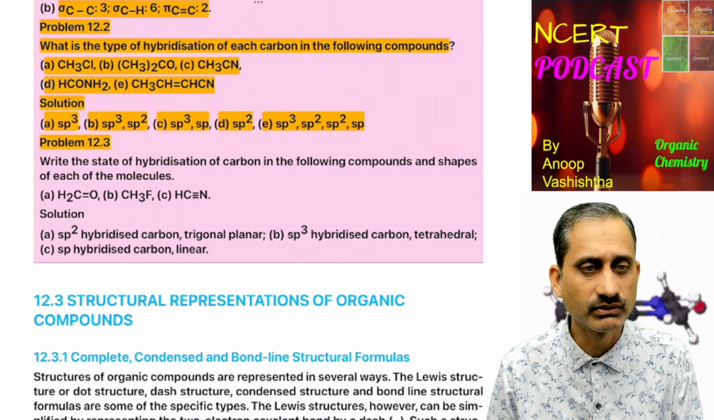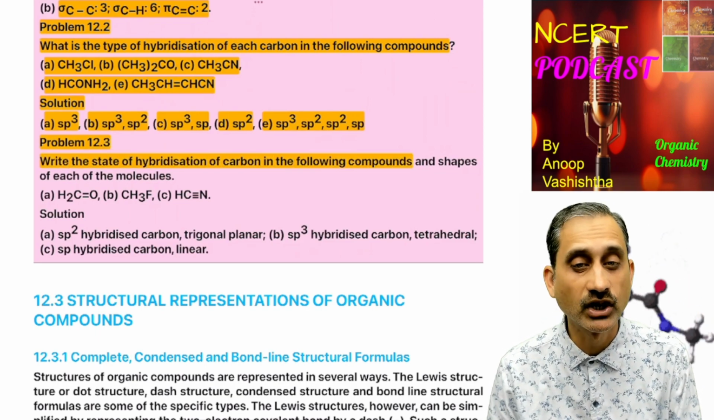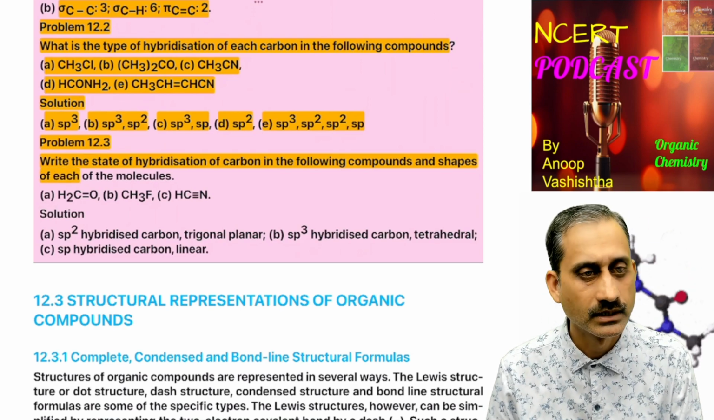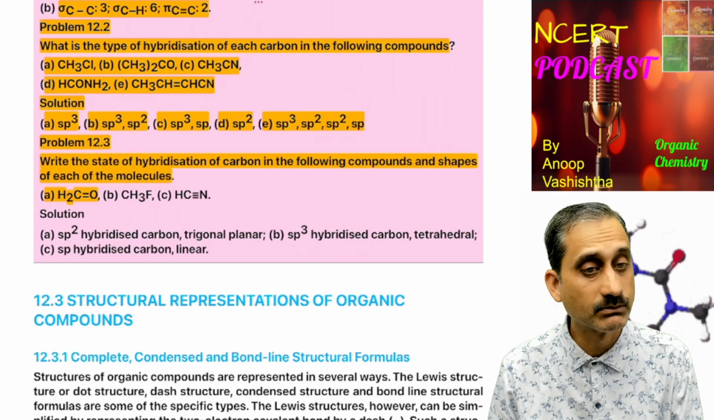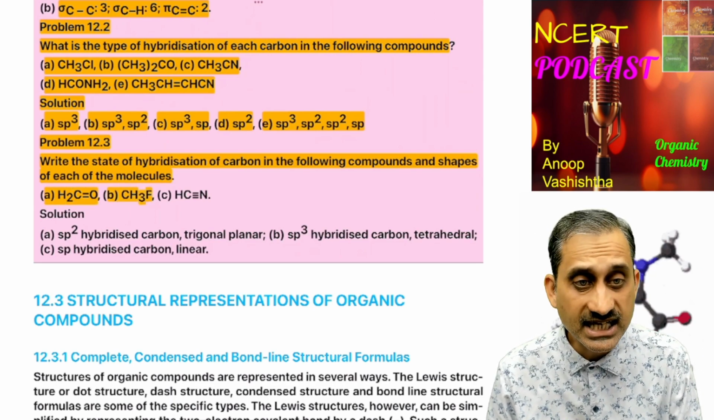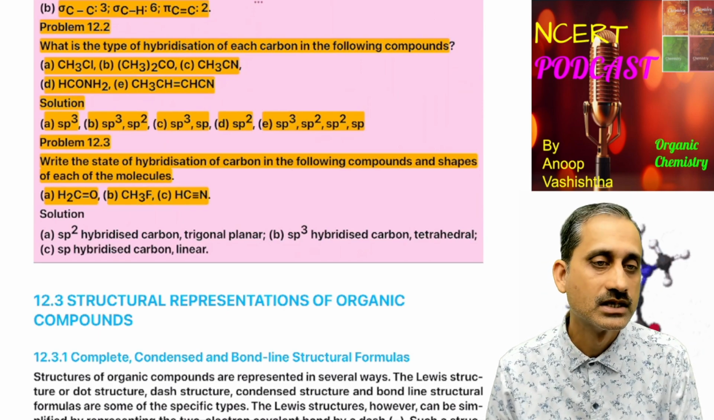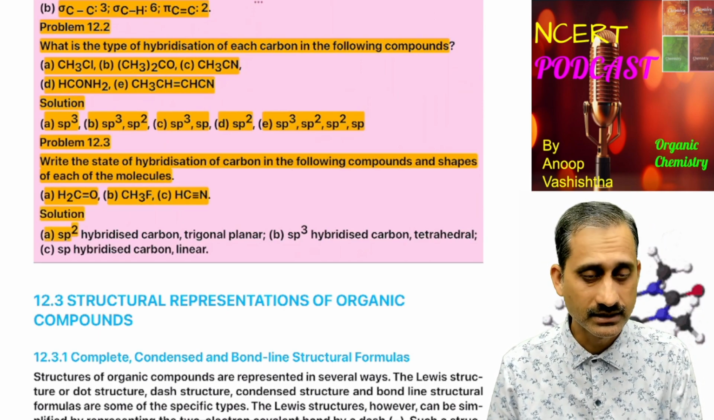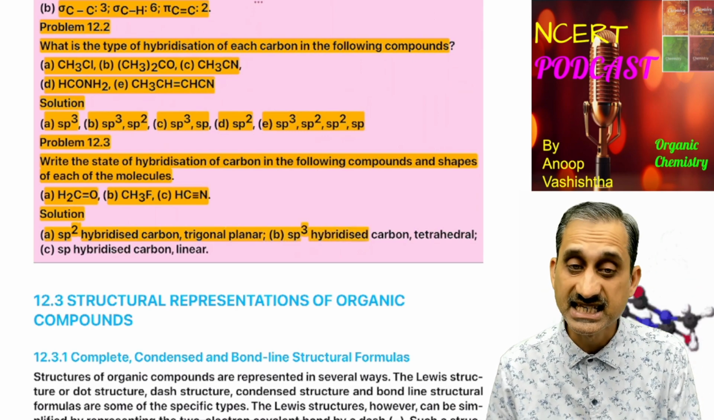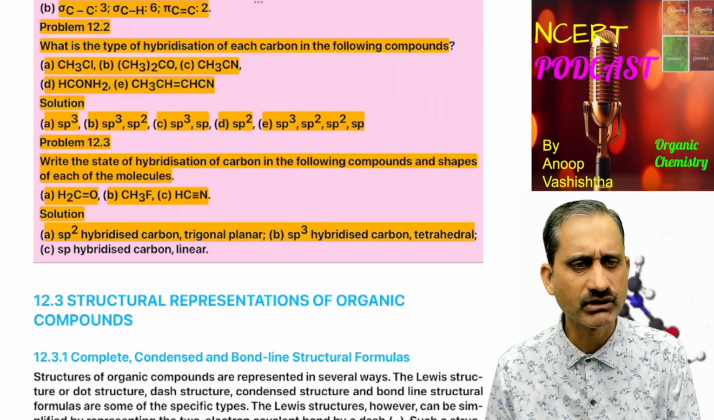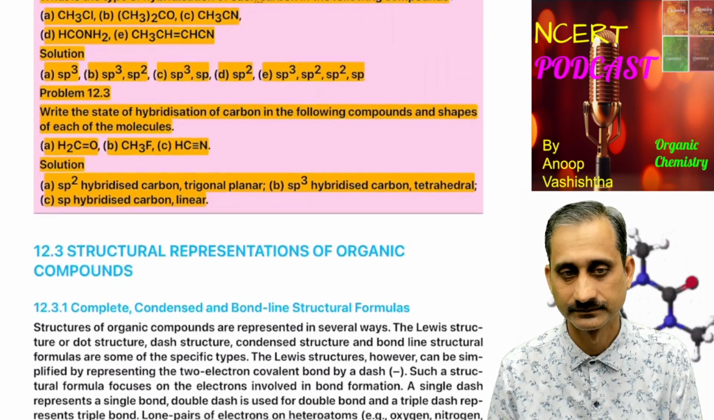Problem 12.3. Write the state of hybridization of carbon in the following compounds and the shape of each of the molecules. A. H2C=O, B. CH3F, C. HC≡N. Solution. A. sp2 hybridized carbon, trigonal planar. B. sp3 hybridized carbon, tetrahedral. C. sp hybridized carbon, linear.